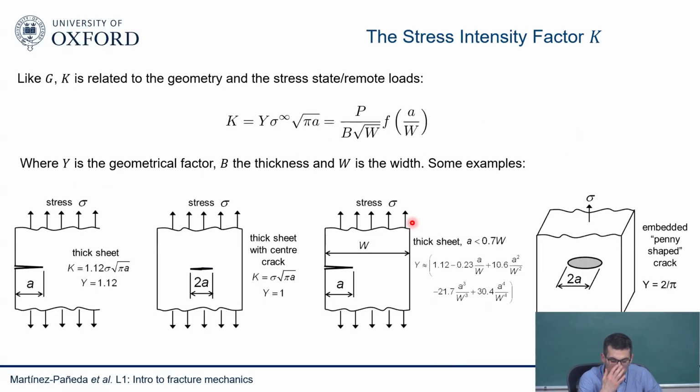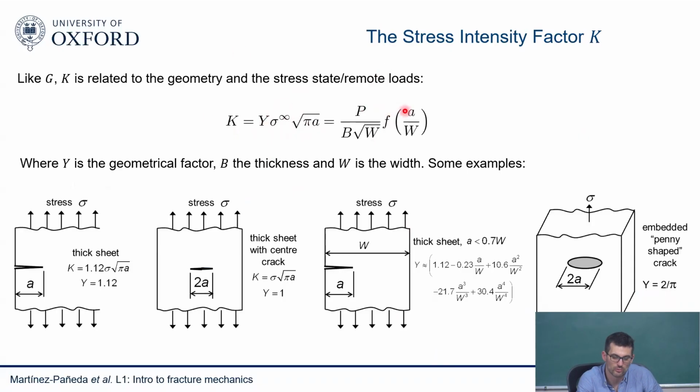So how do you relate the applied load with k? It's something like this. The fracture driving force is a function of the applied load, sigma infinity, multiplied by a geometry factor, and then the square root of pi a, with a being the crack length. Of course, you can express this also like this. This is the applied load over thickness. Applied stress is always load divided by area.